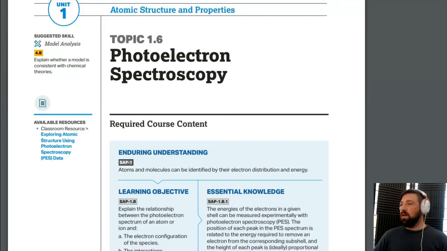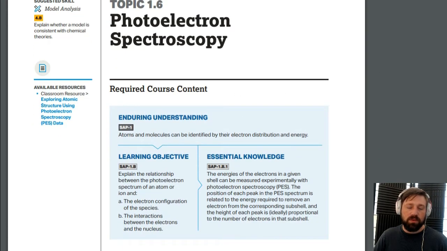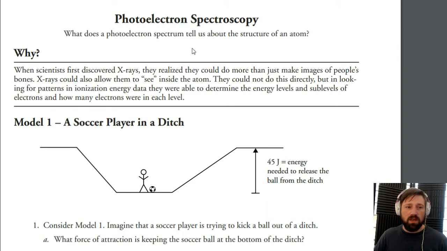Hey guys, welcome back. So today we're going to be talking about topic 1.6, photoelectron spectroscopy. This is a pretty simple procedure. The application of it is pretty simple, but the nuts and bolts of how it actually works may be a bit more complicated. The way I'm going to go through it is we have this worksheet that lets you follow along and see how photoelectron spectroscopy actually works. That's exactly what I'm going to do today, just run through this.